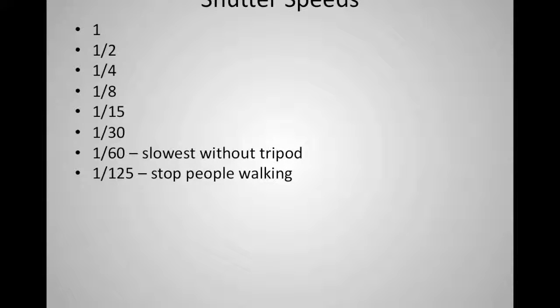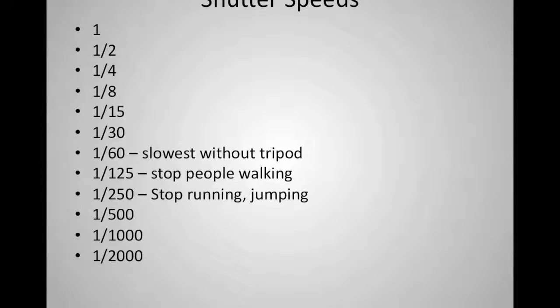Okay, about 125th will stop people walking, 250 running and jumping, and then you can get faster and faster and faster. And those are those sorts of numbers. Like I said, there's all sorts of numbers in between there, but those are kind of the main ones that older cameras were set up with.